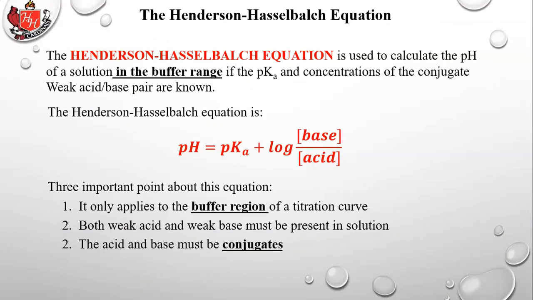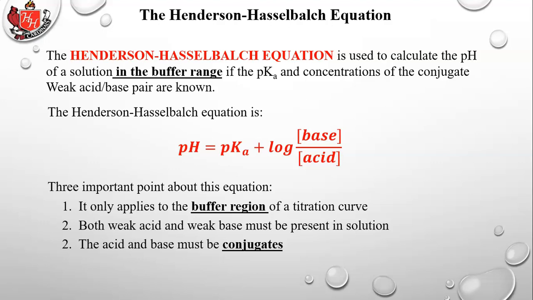So the Henderson-Hasselbalch equation is used to calculate the pH of a solution in the buffer range if the pKa and concentrations of the conjugate weak acid-base pair are known. You're going to find out what the buffer range is very, very shortly. So Henderson-Hasselbalch equation is, as you see there, the base over the acid.